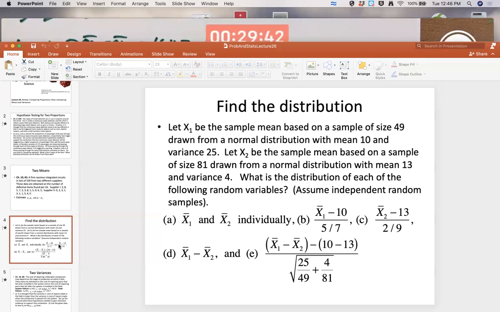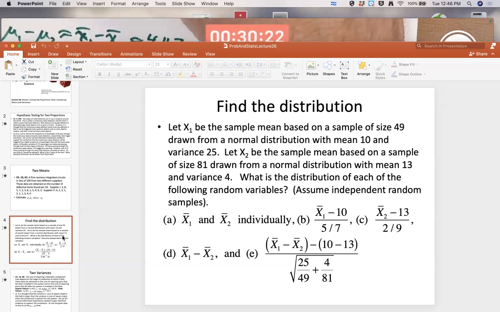Or did I mean sample mean? Maybe I meant the original variable here. No, I do mean sample mean. X2 bar, there should be a bar above the X2, is a sample mean based on a sample of size 81 drawn from a normal distribution with mean 13 and variance 4. What are the distributions of each of the random variables that you see there? X1 bar and X2 bar individually, some sort of standardized versions of those things, their difference, and some sort of standardized version of the difference.